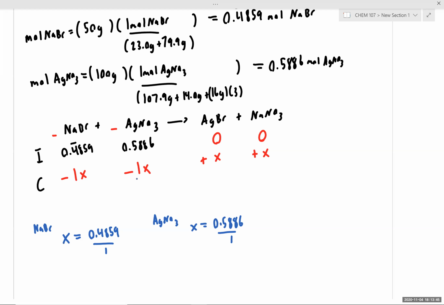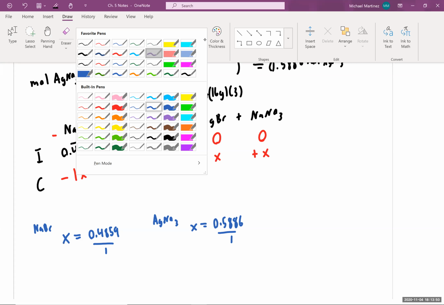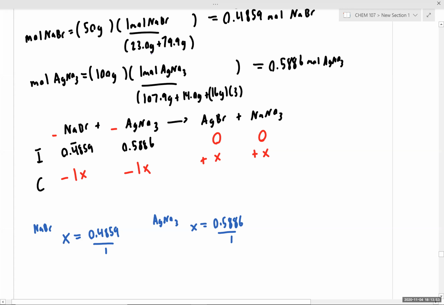Perfect. So now, a reaction can only proceed as long as we have reactant to consume. So the smaller value of x indicates our limiting reactant. So which reactant is limiting? Which reactant do we completely use up at the end of our reaction? Sodium bromide. Yep, so we see sodium bromide has the smaller value of x. So sodium bromide is limiting.